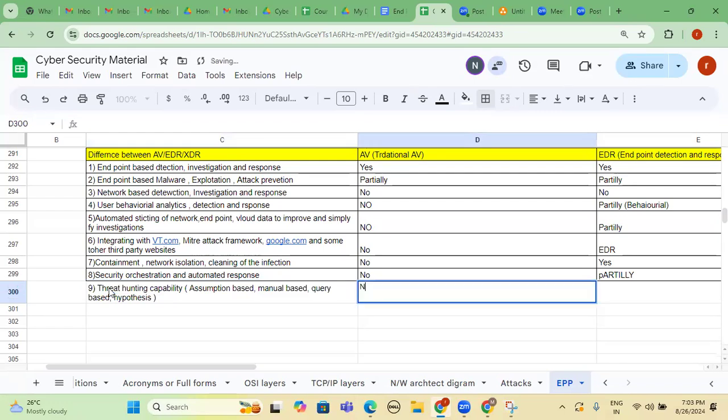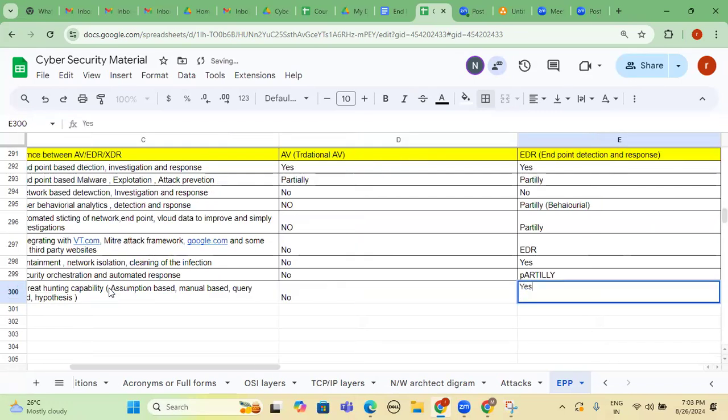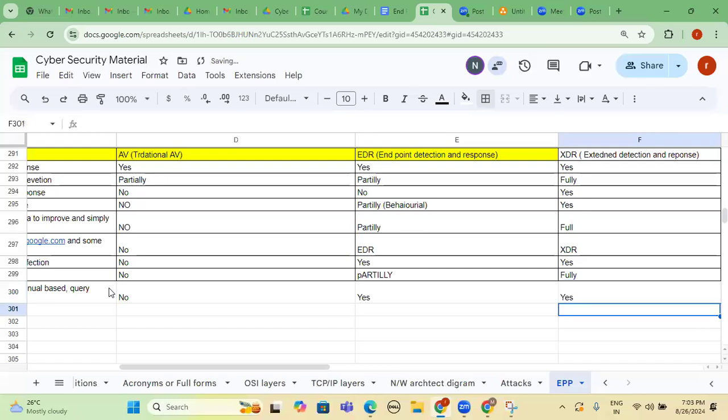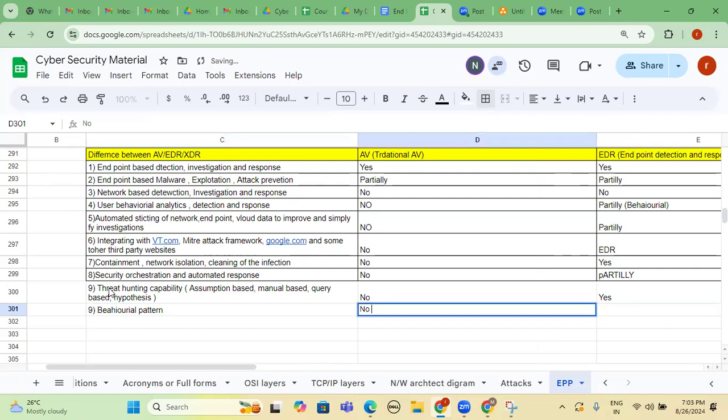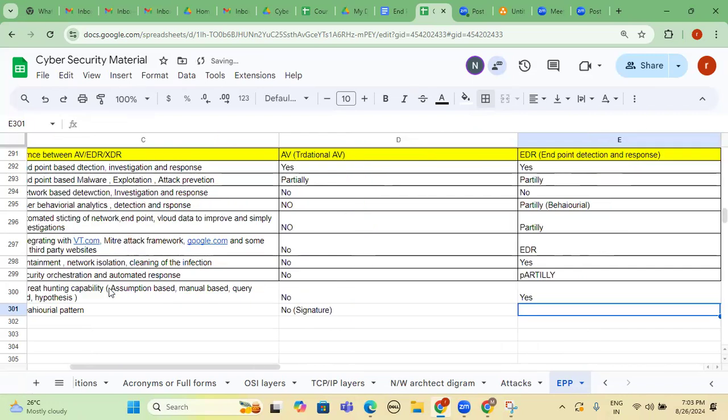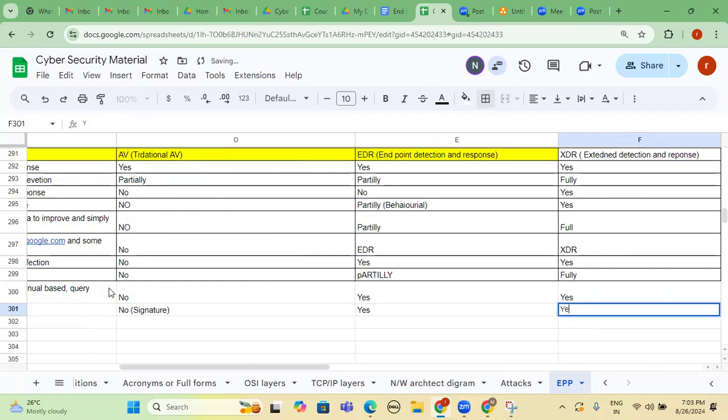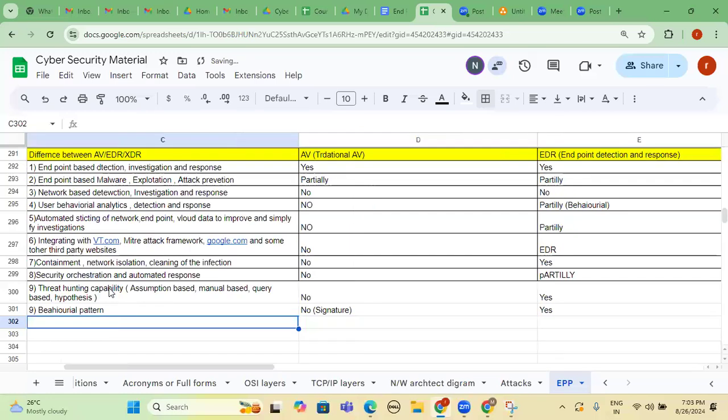So no here and yes here, in the similar way yes here. So very important feature, behavioral pattern. So no here, it's only based on signature. So here yes, and here also yes. So that is about differences.